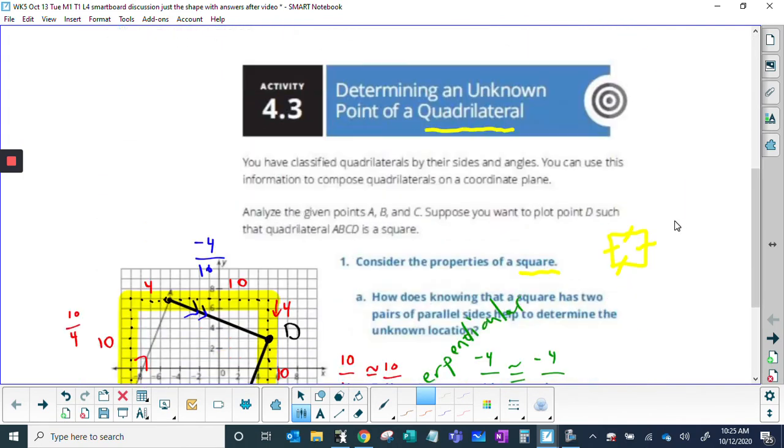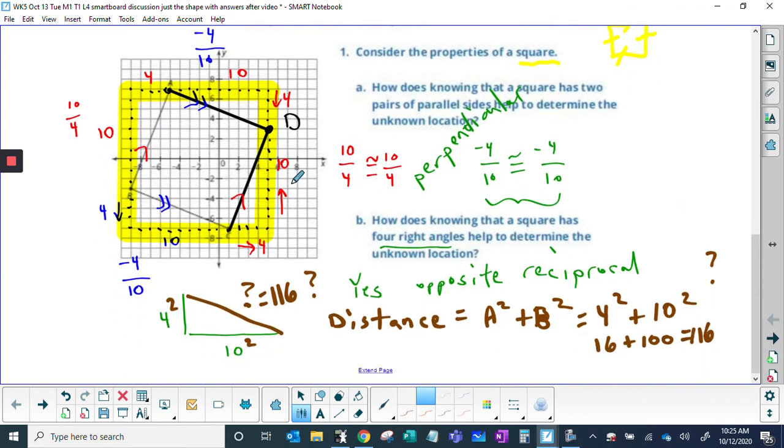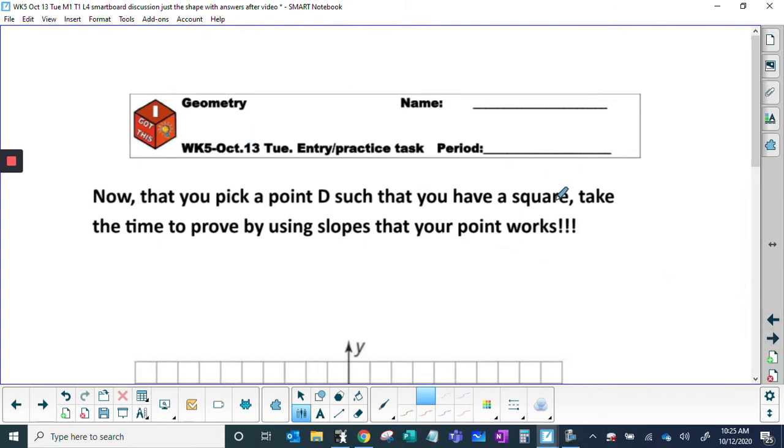So the first thing was I asked you during the entry task to pause and go locate point D such that we created a square. So point D, here's the square. Feel free to pause the video and alter what you did, check what you did, see how close you were. But I want to talk about how I would do this problem. So we want to create a square.